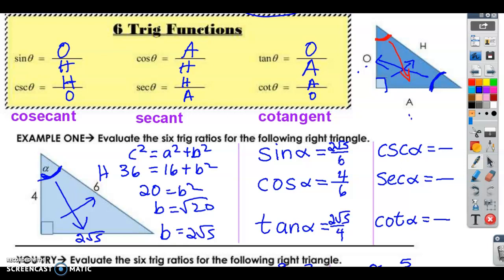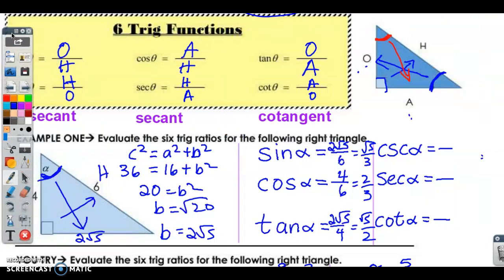Now, those need to be simplified. So 2 goes into 6 evenly 3 times, so that's root 5 over 3. 4 over 6 can be reduced to 2 over 3, and 2 goes into 4 evenly. So I simplified that one. Now, the cosecant, I would just flip them. Let me move this over. All right, this is already simplified. So I would flip the 3 and the root 5.